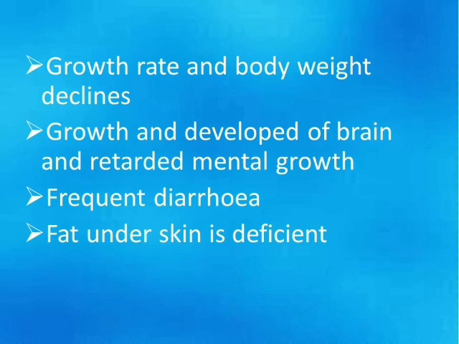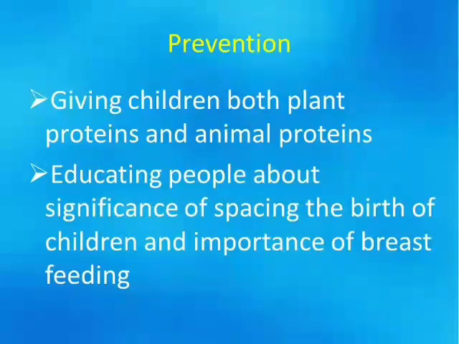The fat under the skin is deficient, so as a result the bones become prominent, or the ribs become prominent. The fat under the skin will be used up, as the stored fat will be used up when there is insufficient protein and carbohydrates in the food. So the body will be using the stored fat. So slowly the skin becomes dry, wrinkled, and the ribs and the other bones become prominent. Now we'll see the prevention of marasmus.